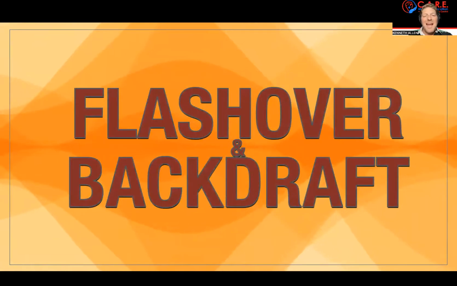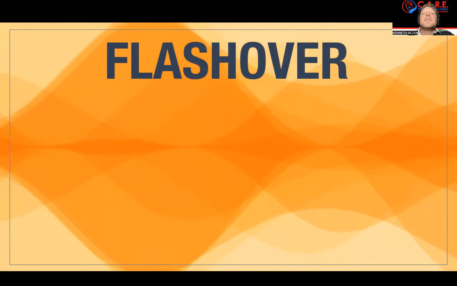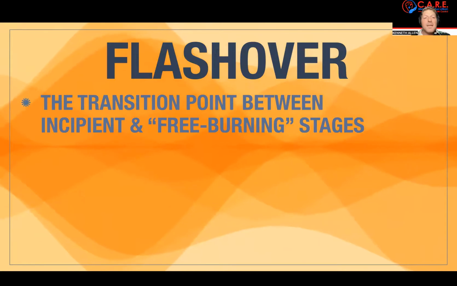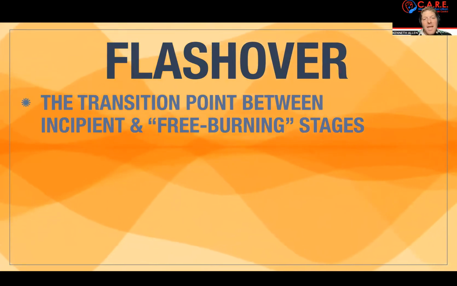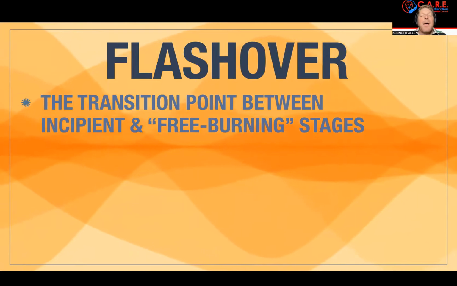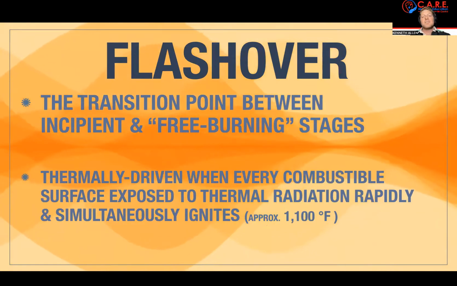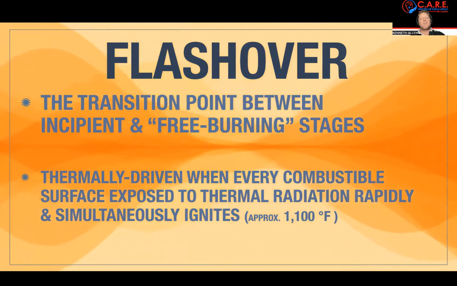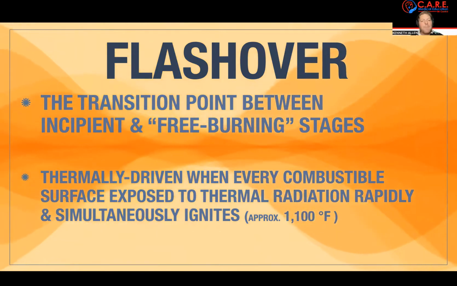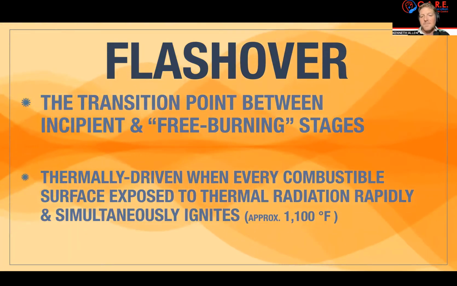Onward, we're rounding third, flashover and backdraft. Okay, good. All right. So you will have had a lot of this in the lecture. But let's get into it. Let's have some fun with this. Flashover. This basically, it's the transition point, as I mentioned, between that incipient stage and the free burning stage. It's when that room suddenly, simultaneously pyrolyzes and everything whoomp, lights up. This is thermally driven. As the temperature rises, it will eventually do this if it's uncontrolled. So thermally driven, when every combustible basically rapidly and simultaneously ignites. This happens around 900 to 1100 Fahrenheit.